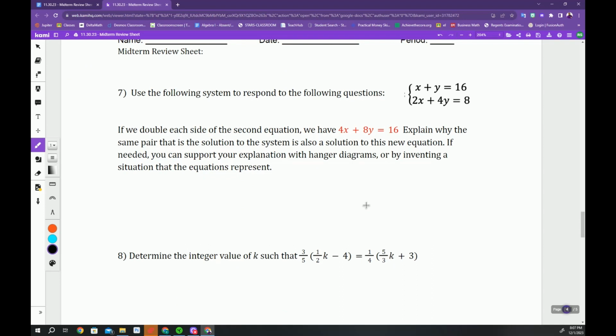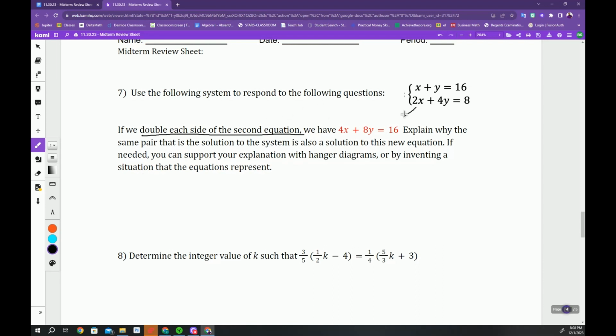Use the following system to respond to the questions. X plus y equals 16, 2x plus 4y equals 8. If we double each side of the second equation, we have 4x plus 8y equals 16. Explain why the same pair that is the solution to the system is also a solution to the new equation. If needed, you can support your explanation with hanger diagrams or by inventing a situation that the equations represent. So let's talk about it.